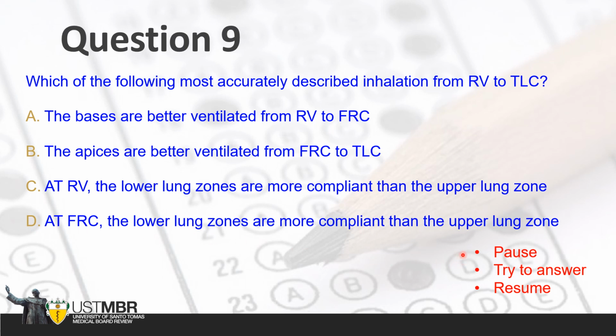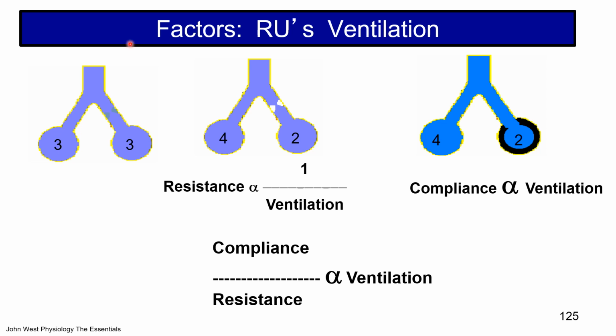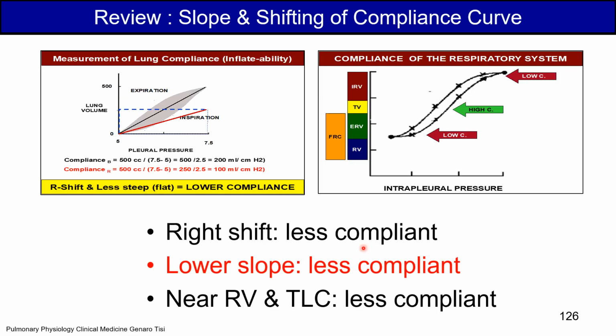Again, I'd like you to pause, try to answer, and then resume. So what are the factors that will determine the respiratory unit's ventilation? The greater the resistance, the lower is the ventilation. The greater the compliance, the higher is the ventilation. Between the two, what will determine the distribution of ventilation under normal condition is compliance.